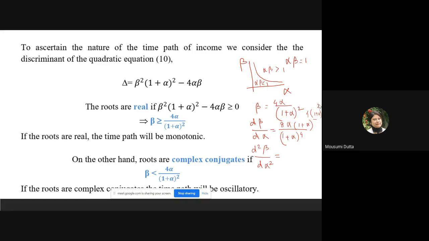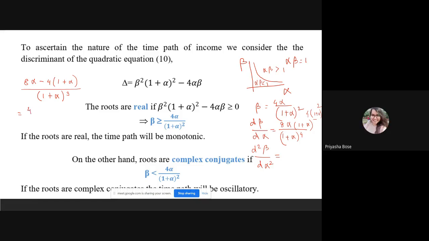Yes. Therefore, I thought you can take 1 plus alpha common. So if this is the value everybody got, eight alpha minus 4. Ma'am, actually it will be 4 times 1 plus alpha square minus 8 alpha.